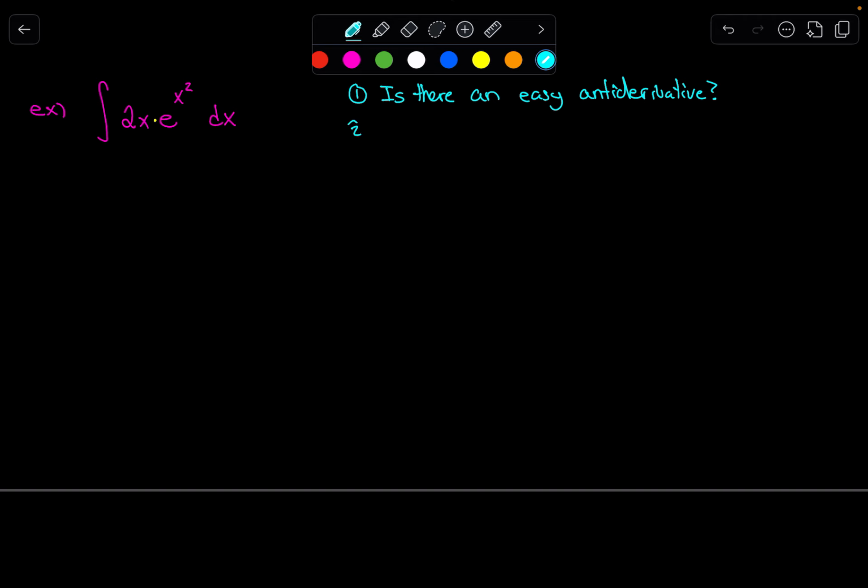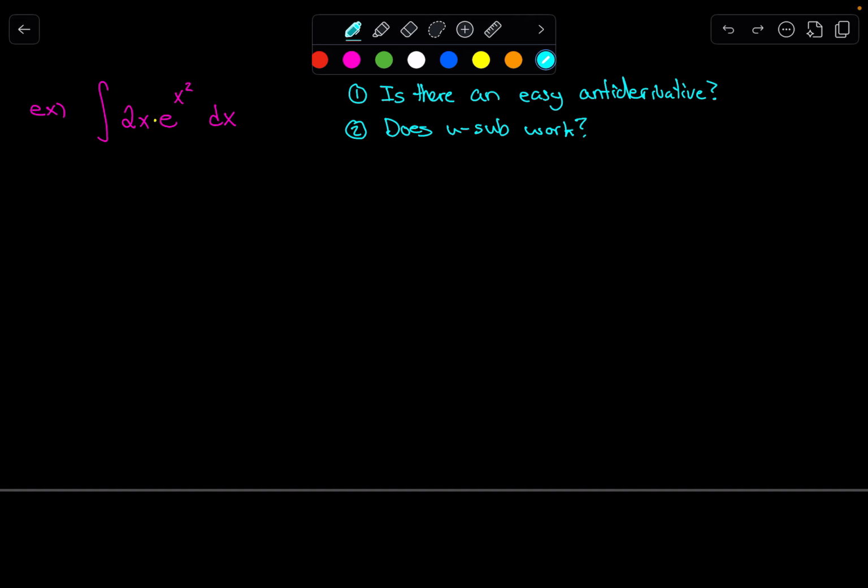The next step is to try the easiest integration method we have, which is a u substitution. Is u sub going to work for us? And it turns out in this particular case, it does. A u substitution here is going to work if we let u equal x squared. Our du is going to be 2x dx. We will be able to solve this thing using a u substitution.